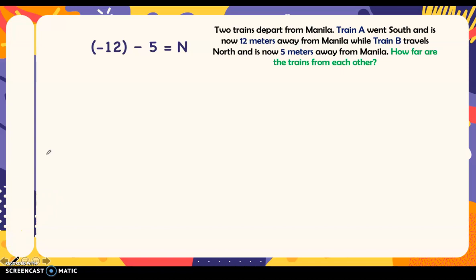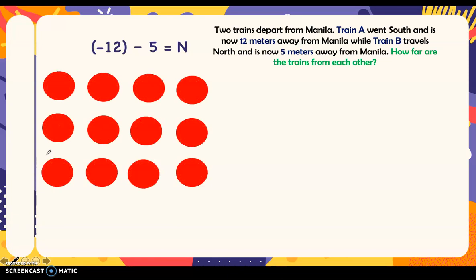So when you say negative 12, okay, so we have 12 red chips, that represents negative. So it's 12, 1, 2, 3, 4, 5, 6, 7, 8, 9, 10, 11, 12, and we put red because that represents negative. Then if we are going to subtract 5, which is 5 positive, we need 5 yellow chips, but we don't have it here. We only have 12 red chips or 12 negative chips.